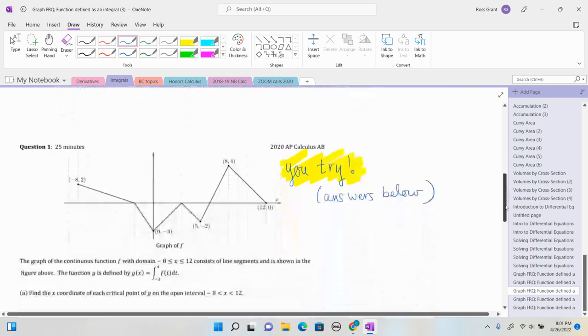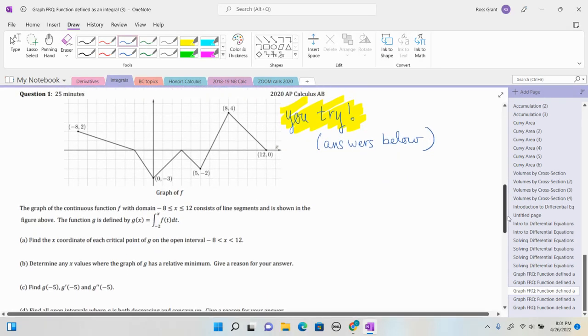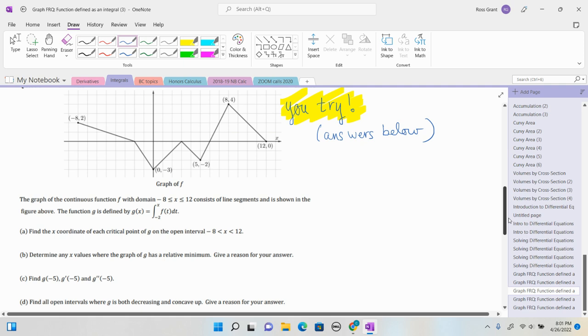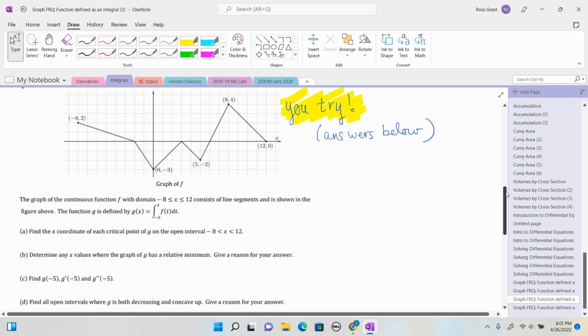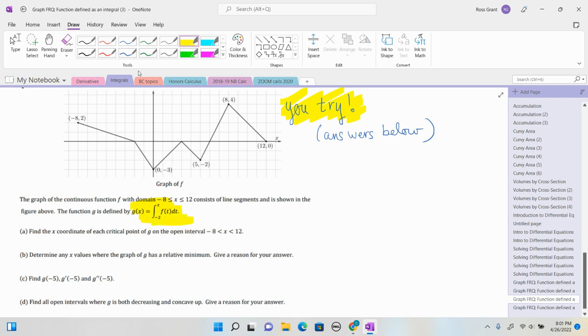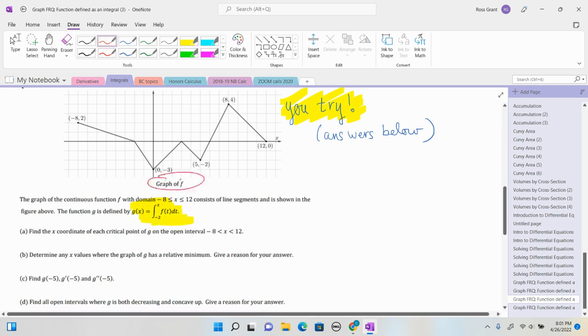Cool. So here is one for you to try. I'm just going to pause this here. I'd recommend that you pause and actually give this one a try. I'm going to scroll down and give you the answers to check just so you can get some feedback. This is another great problem where we have a function defined to be an integral of another function. So like here is your derivative, and you're answering all kinds of questions about G. I love part C. Part D is actually really good. They're all good.